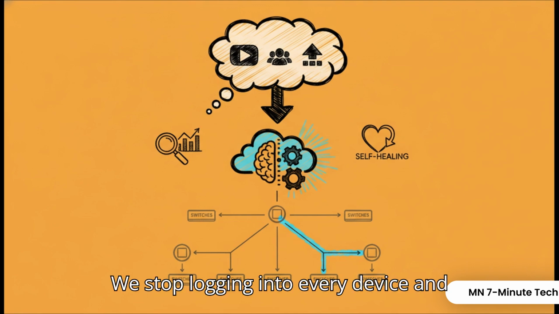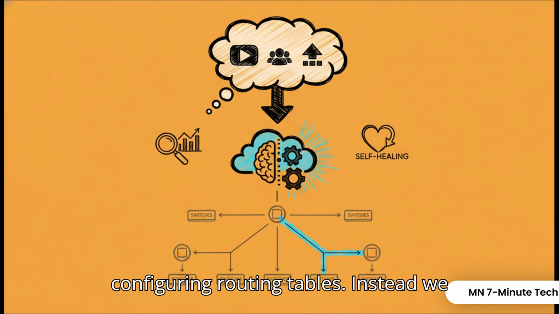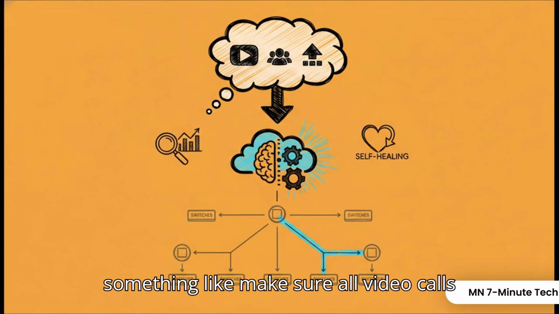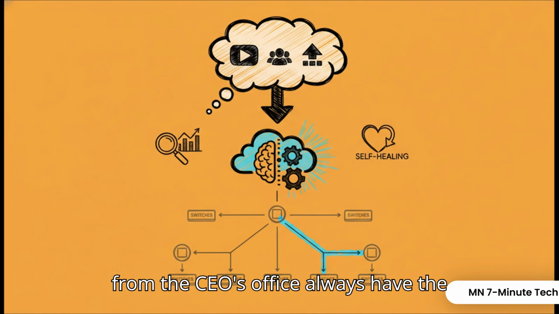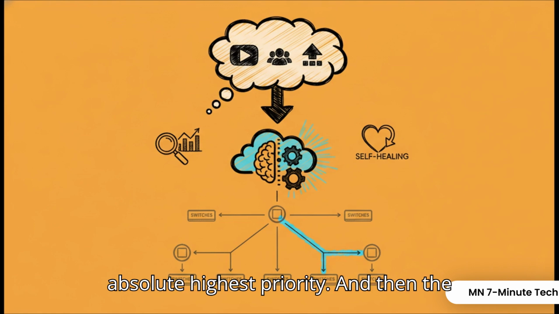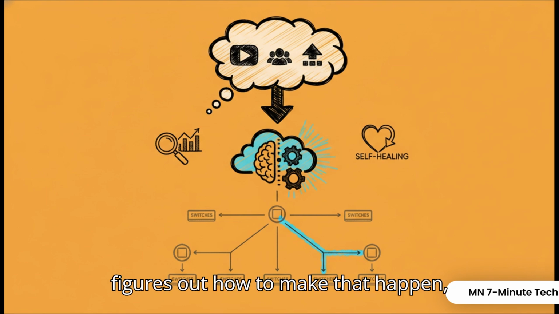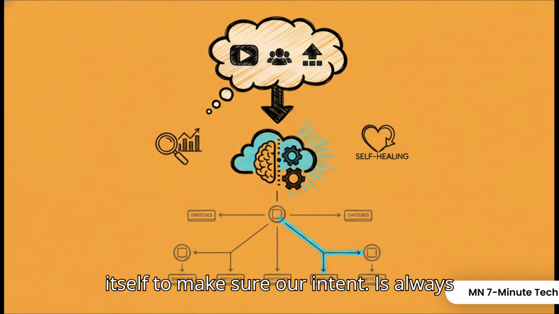We stop logging into every device and configuring routing tables. Instead, we just state our business intent. We say something like, make sure all video calls from the CEO's office always have the absolute highest priority. And then the network, as one big intelligent system, figures out how to make that happen, constantly monitoring and adjusting itself to make sure our intent is always being met.